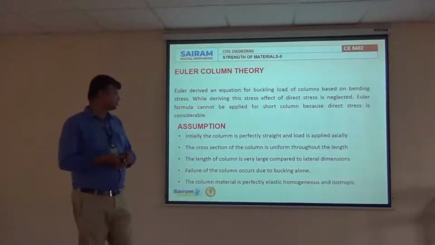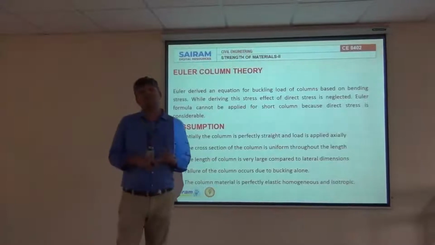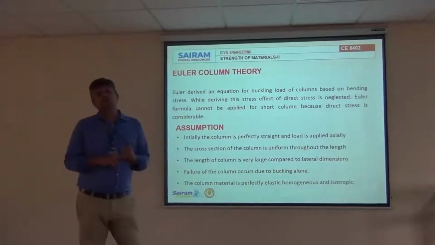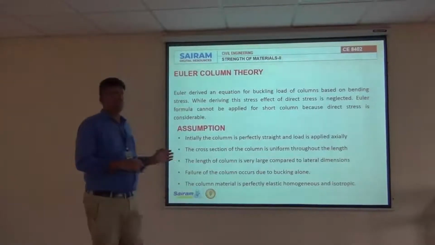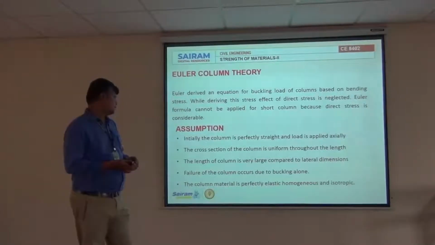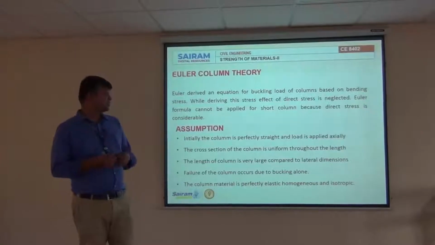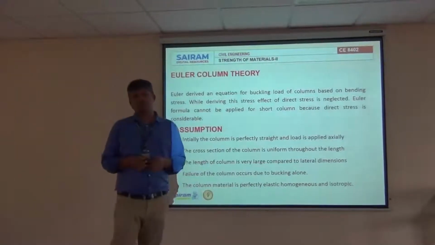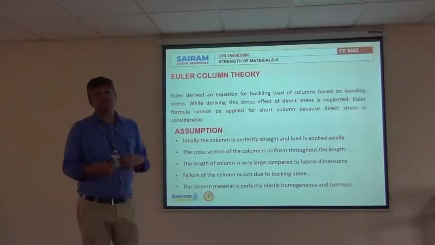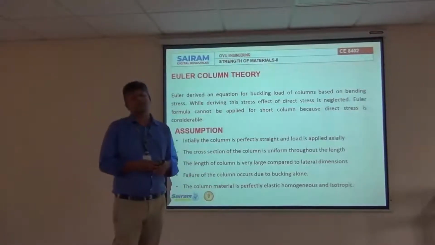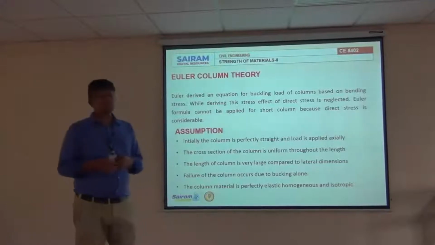The failure of the column occurs due to buckling. There are two types of failure occurring in the column: the short column fails by crushing, the long column fails by buckling. So we are considering only the buckling of the column. The column material is perfectly elastic, homogeneous and isotropic. While doing any analysis, we assume that the material is elastic, homogeneous and isotropic.